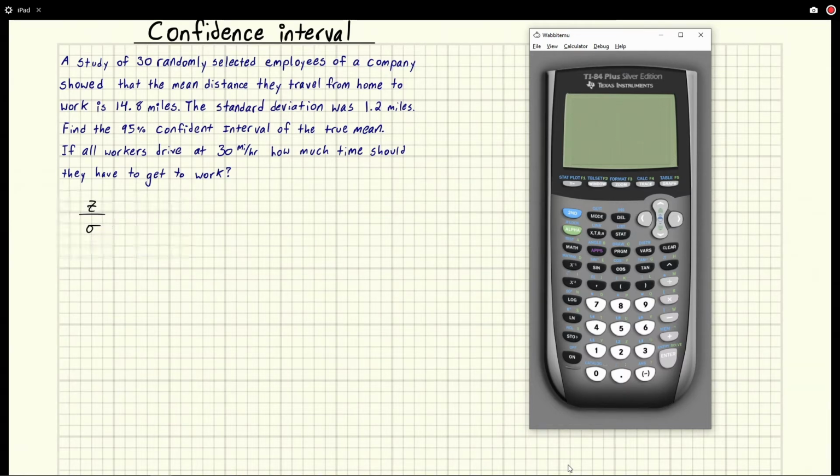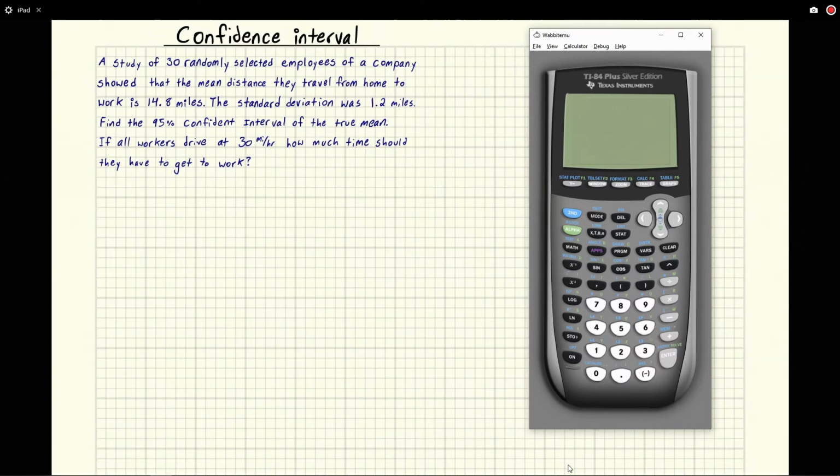In this case, we can just read this quickly and see what we find. Let's write down the numbers as we go. I find that pretty helpful. We have a study of 30 randomly selected employees of a company. So we got 30 randomly selected employees. That's going to be N. That's how many people we asked. It's our sample size. It showed that the mean distance that they travel from home to work is 14.8 miles.